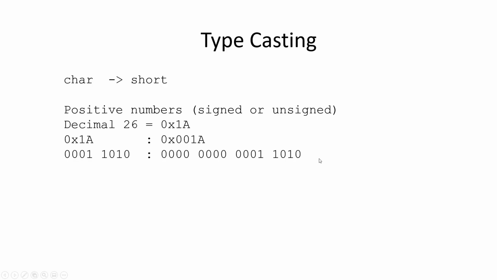Okay, now when we do this, it's actually pretty easy. All we need to do is fill the rest of the bits in with 0 so that we have the same number when it's positive. All right, now let's take a look at an example where we're using negative numbers.